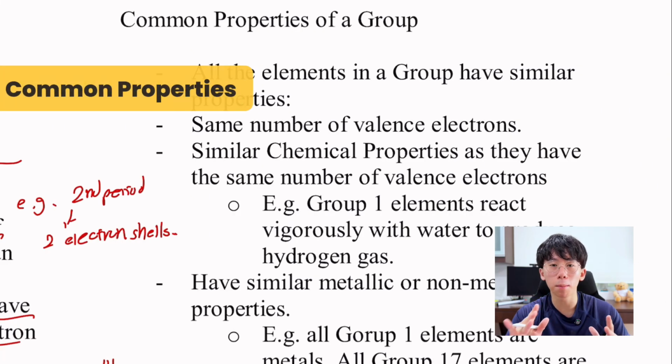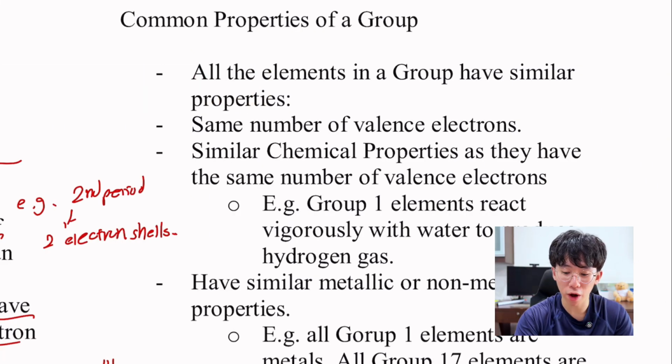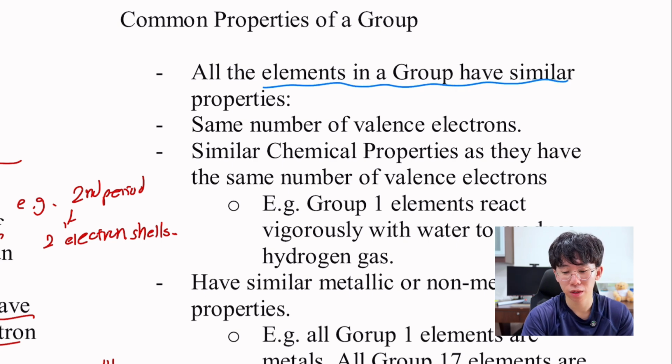So what are some of the common properties of elements in the same group? For elements in a group, they will have these similar properties.